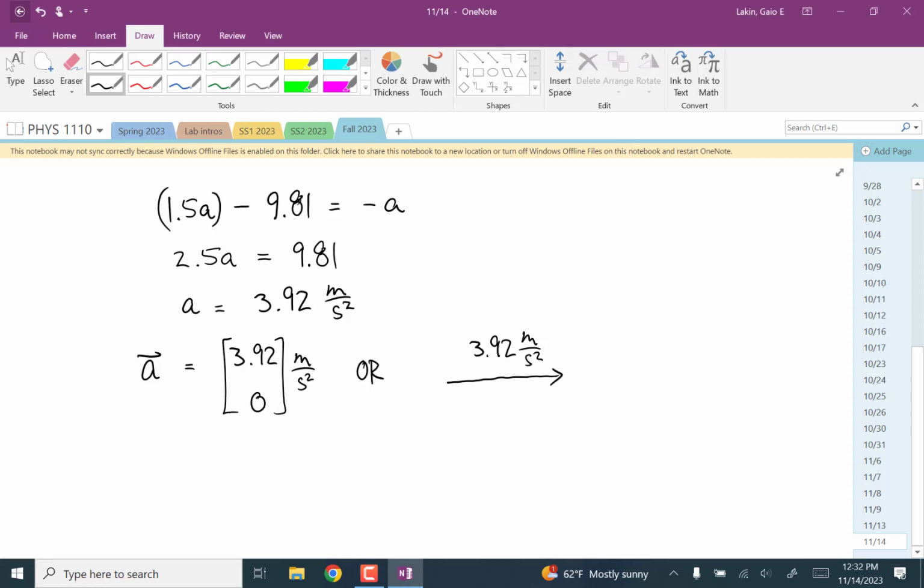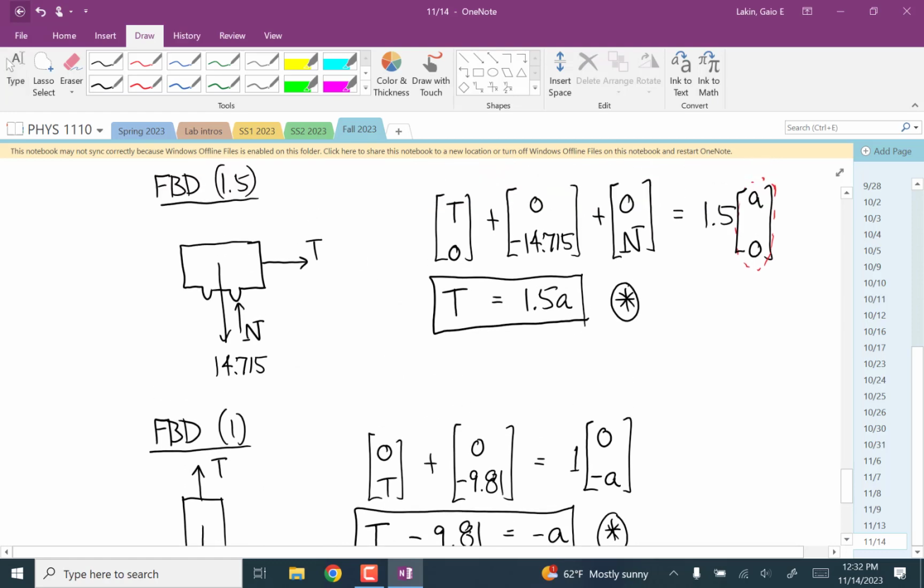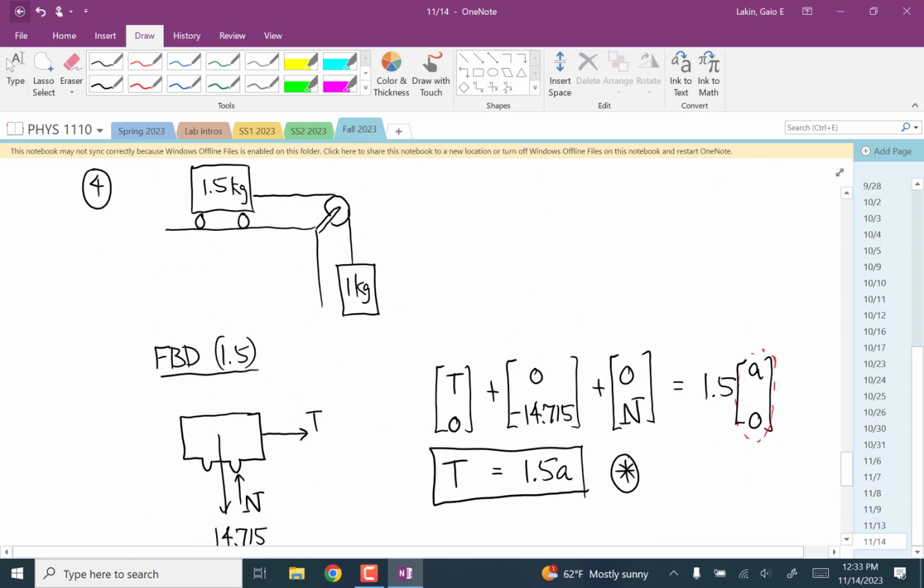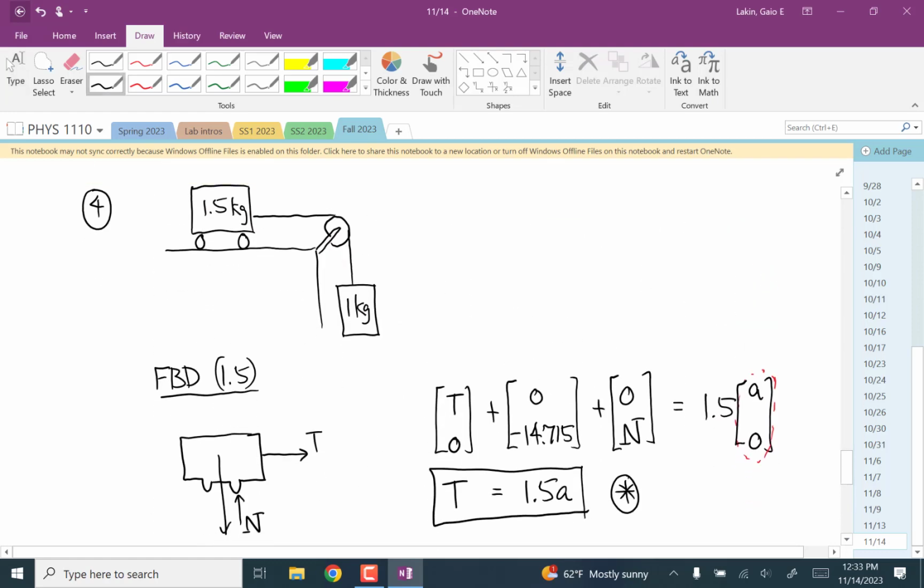Any questions about that one? Okay, I have a question, an interpretation question. How did I know that this system was going to be accelerating to the right and down when I chose this acceleration for the first body? You know what I mean?